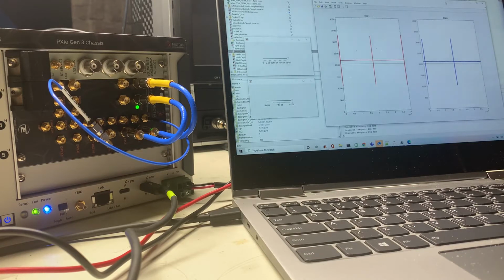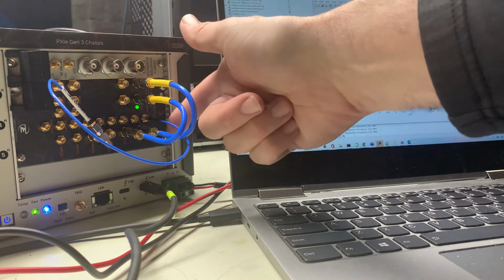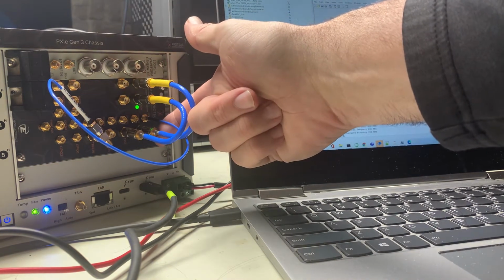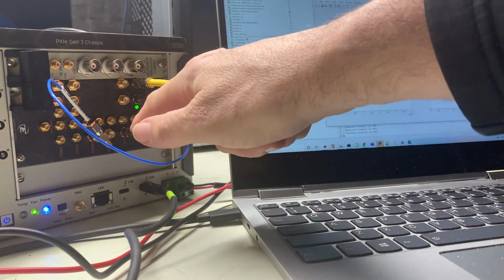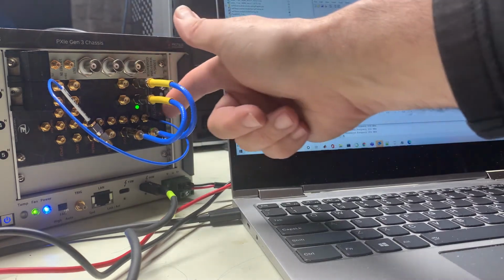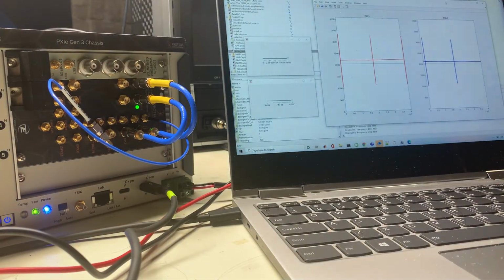This is the second in my radar demonstrations using the new Proteus Arbitrary Waveform Transceiver. I've got output 1 of the AWG going to input 1 of the digitizer, and output 2 of the AWG going to channel 2 of the digitizer. And I'm using a marker here to provide a trigger for the digitizer.